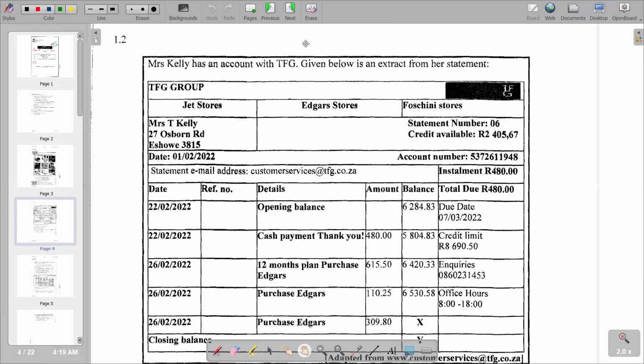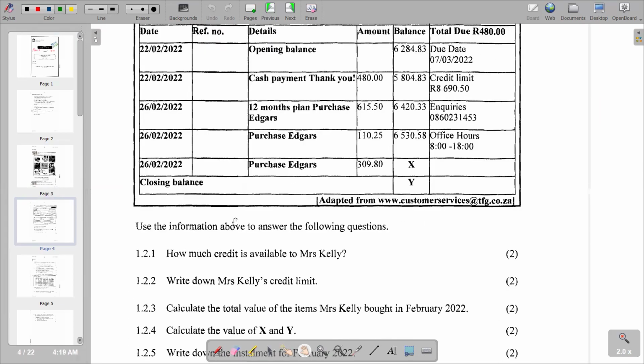So we have got Mr. Kelly has an account with TFG. Given below is an extract from a statement. So we're given a statement there that you just need to go through, you browse through before you answer the question. So you can just go through it, and then beneath that we've got our questions. Use the information above to answer the following questions. 1.2.1, how much credit is available to Miss Kelly?